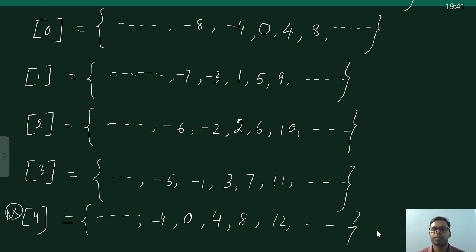Now you observe this order, this set and this set, compare these two sets. Are they equal? Exactly equal. Why are they equal?